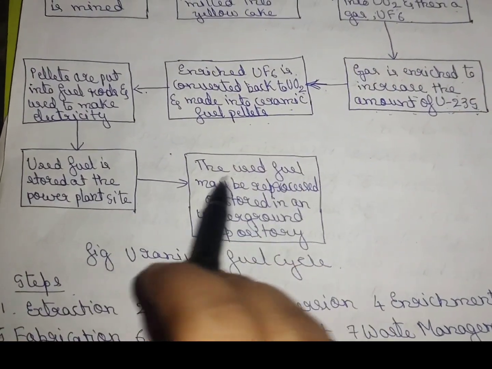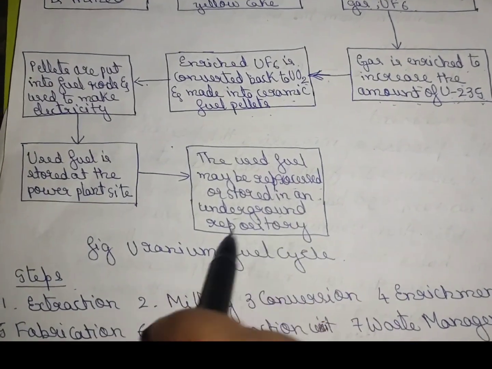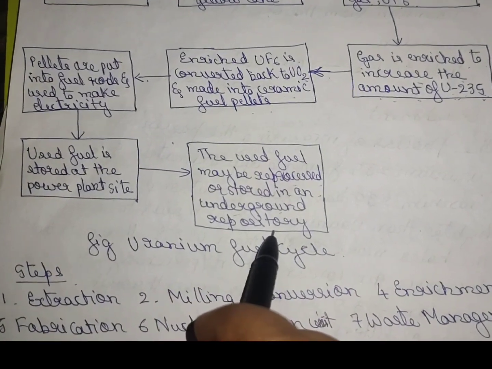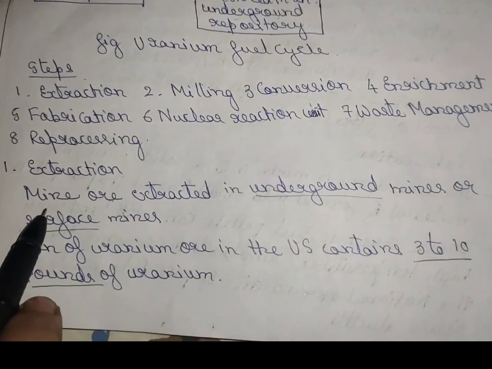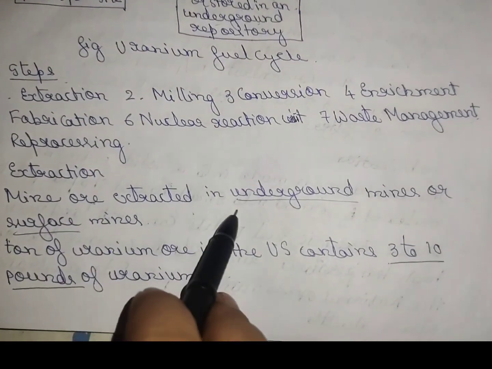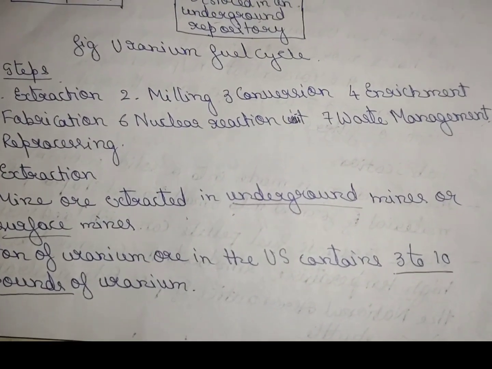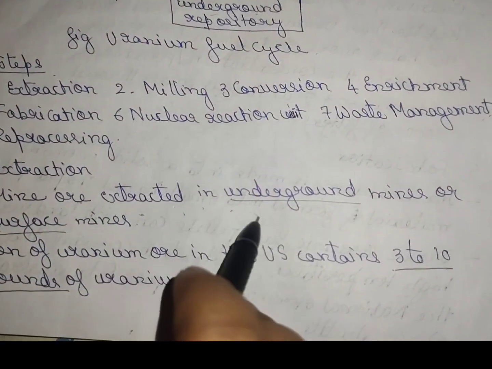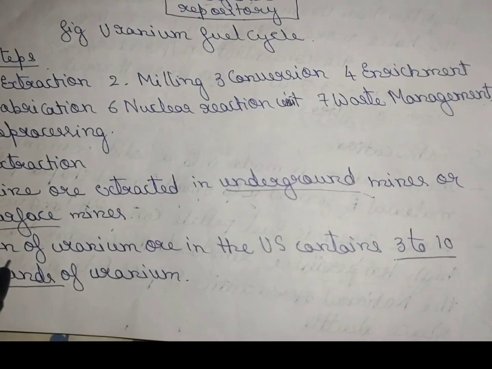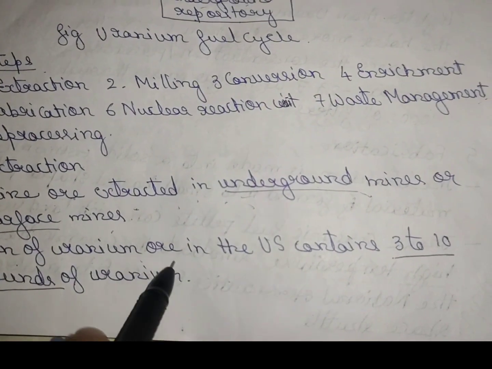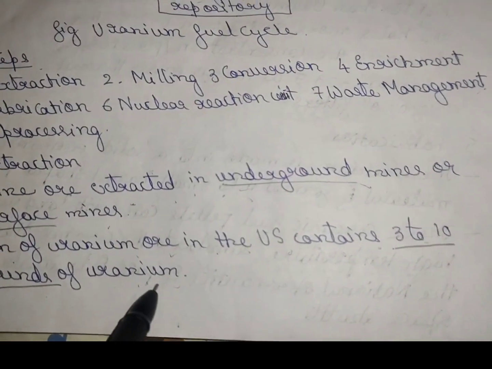The used fuel may be reprocessed or stored in an underground repository. First step is extraction. Here uranium ore is extracted in underground mines or surface mines. Tons of uranium ore in the US contains 3 to 10 pounds of uranium.